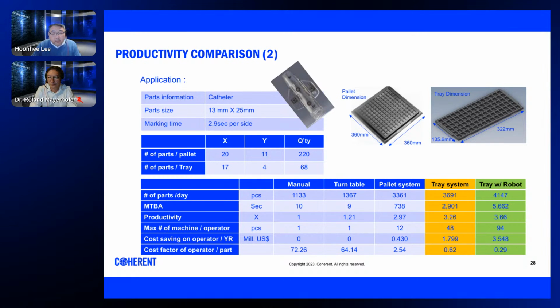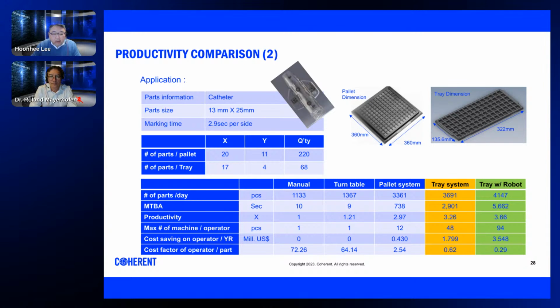Again, another important factor is MTBA. While the manual system has 10 seconds, the turntable will have 9 seconds. Pallet system will have 738 seconds, which is equal to 12 minutes. And tray system will have 2,901 seconds, which is 48 minutes. Tray with the robot will have 5,662 seconds, which is 94 minutes.